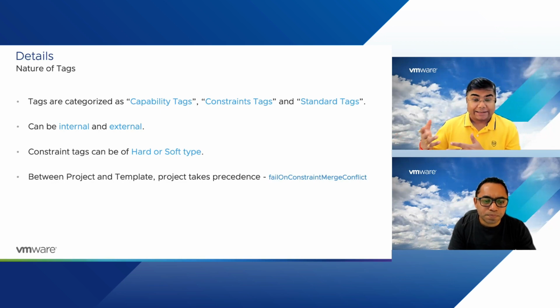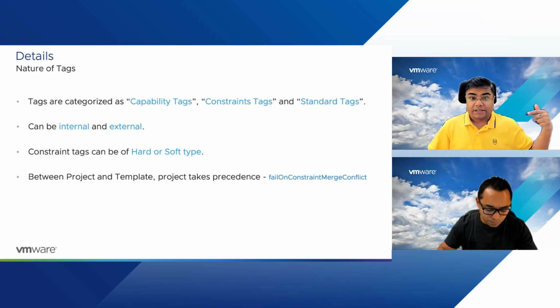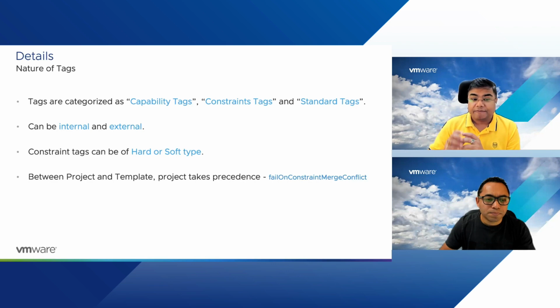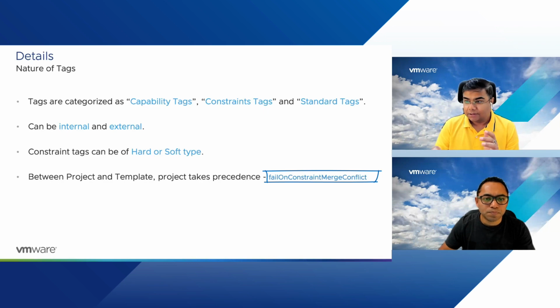If you have projects and templates in automation, and you have the same tags applied at both levels, just remember the project will take precedence. So for example, if I have an endpoint restriction on a project and I want to supersede that using templates, you cannot. The project will always take precedence. Right. But you can actually negate that using the key fail on constraint merge conflict. If you mention that in the template, then this restriction is lifted.